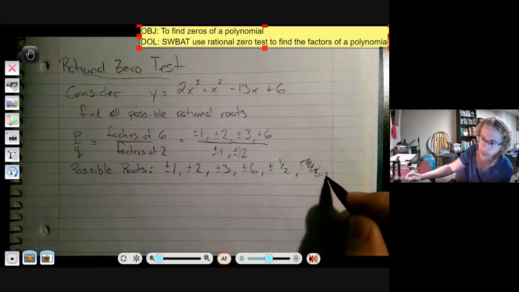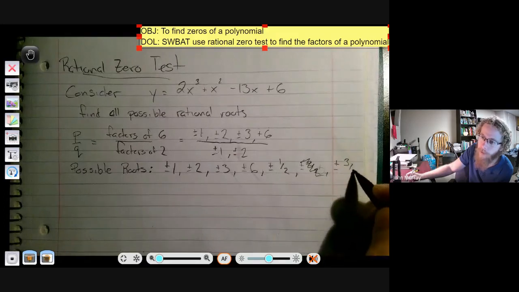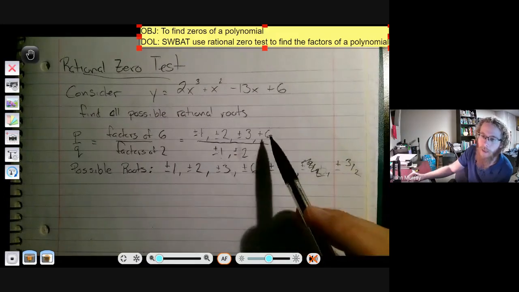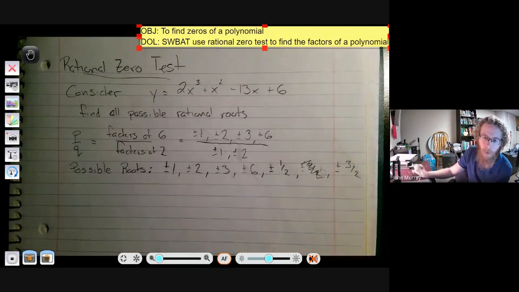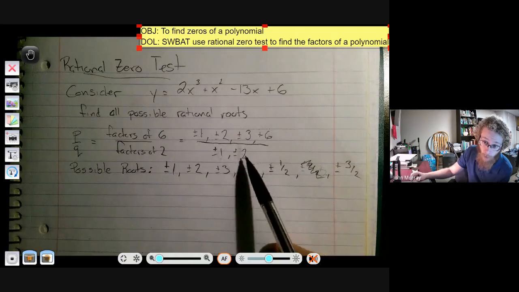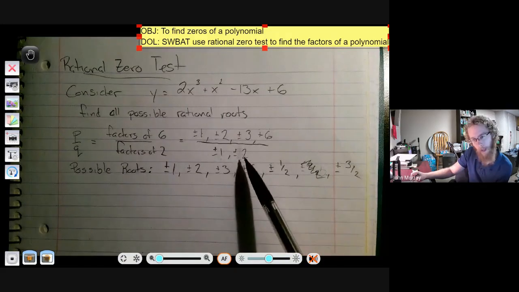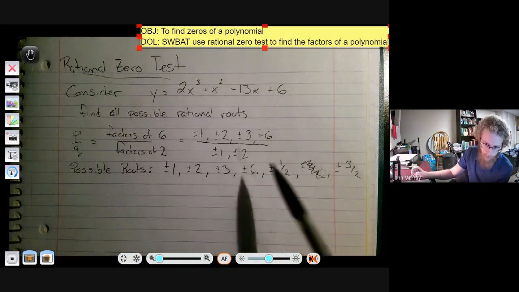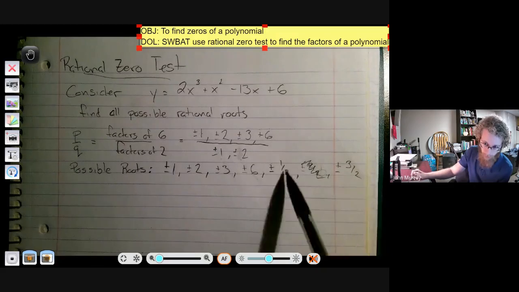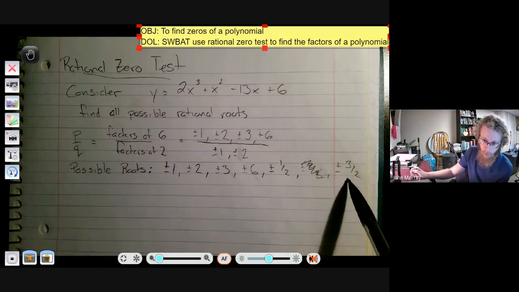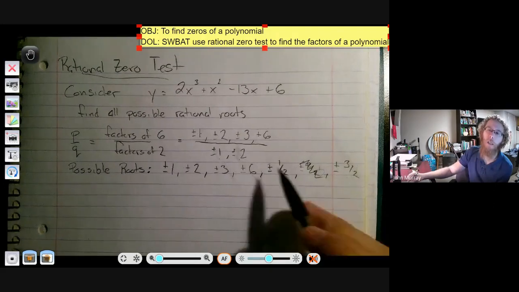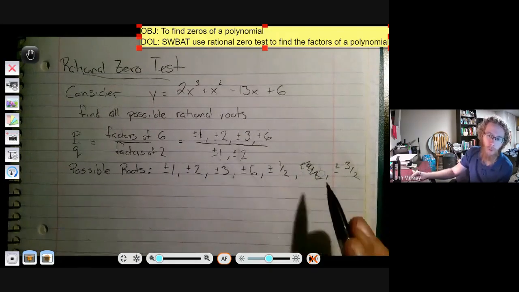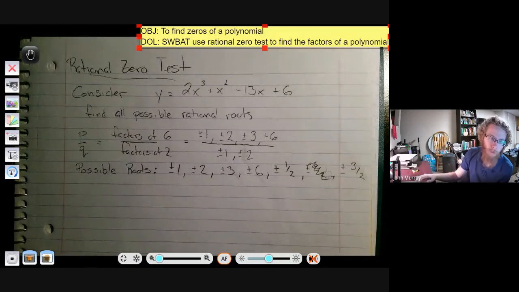Then we have 3 over 2. Well, that's a new number, so plus 3/2. And then 6 over 2, well, that gives me 3. So I'm not even going to bother writing that because we have 3. Right? So while having a new factor in the denominator does create some new possible roots, some of them might reappear, and we don't need to rewrite them.